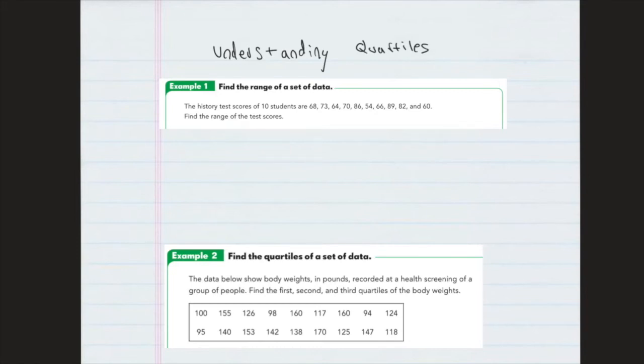First, let's find the highest number. You look at 68. Well, that can't be it because 73 is the highest. 64, still not higher. 70, still not higher. 86. 86 is highest. Am I beating 86 yet? Keep going. 89. Now I'm beating 86. So 89 is the highest. 82, 60. So 89 must be my high number. If I'm finding the range, my highest, or greatest, number is going to be 89.